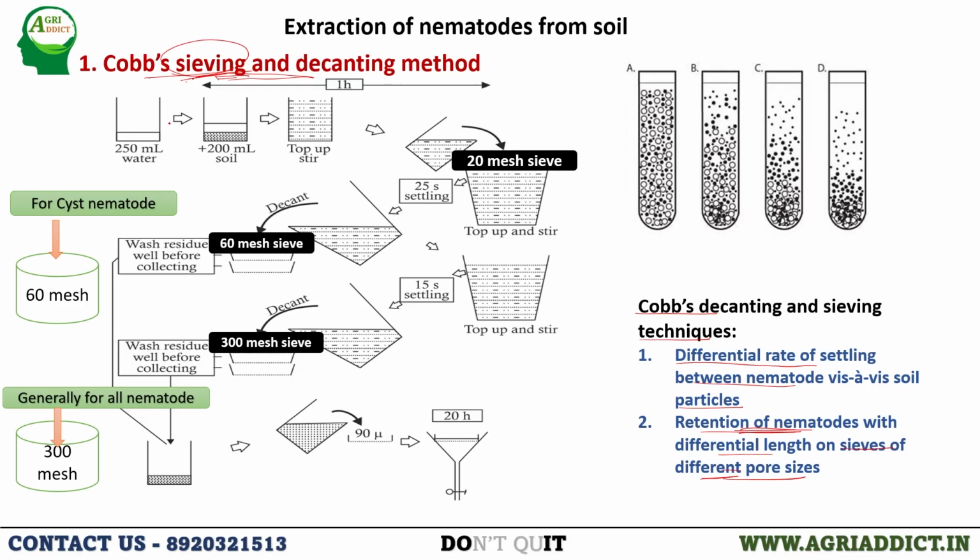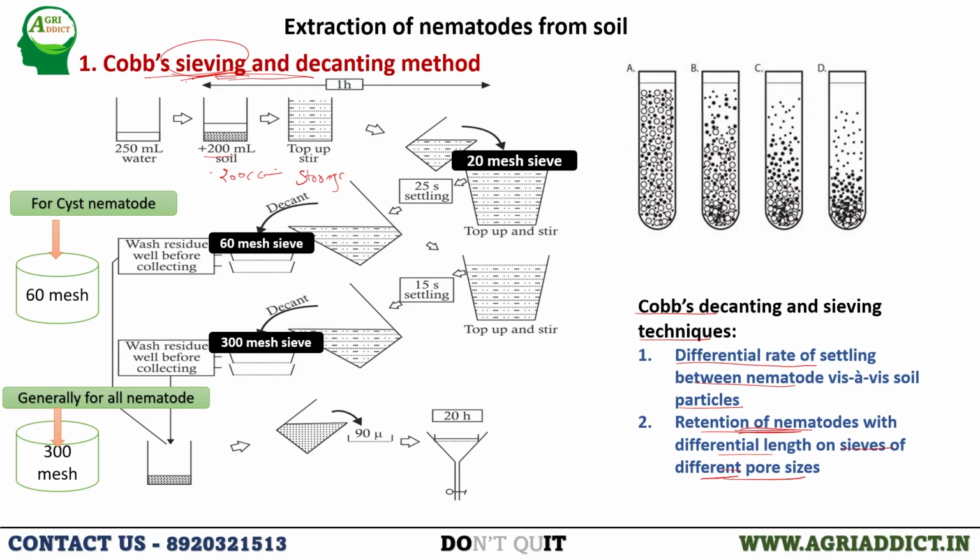Now let us see the method used in this Cobb sieving and decanting procedure. Initially, the composite sample collected from the field is taken for processing. From the entire composite sample, you take only 200 ml of soil, or you can say 200 cc of soil, for the processing, and the remaining sample is kept in the refrigerator for storage or further processing later.